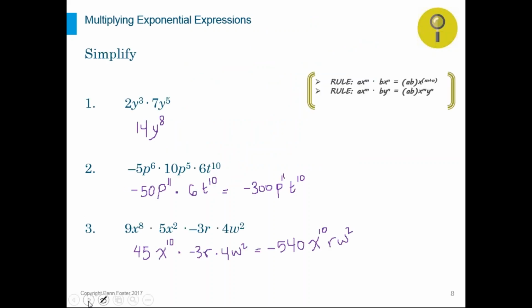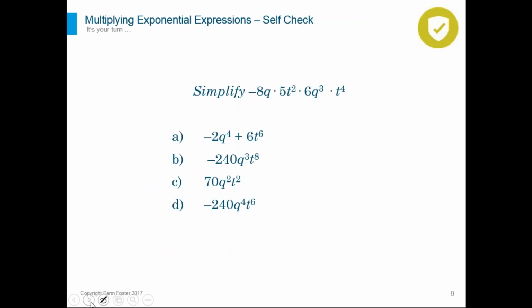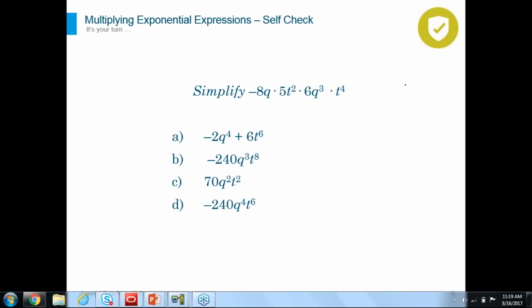Okay, let's move on to the self-check for multiplying the terms. Multiplying terms meaning adding powers for the same variables. We need to remember those rules. Simplify negative 8q times 5t squared times 6q to the third power times t to the fourth power. We're going to look at the question. I know the first thing you're going to do is pick out the variables that are the same, q and q. And then you add the powers and don't forget to multiply the coefficients.